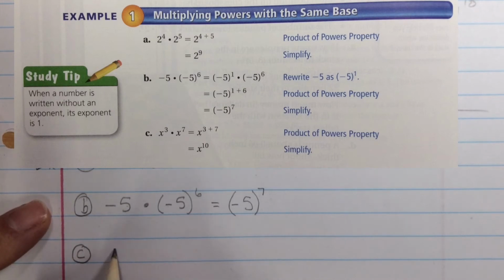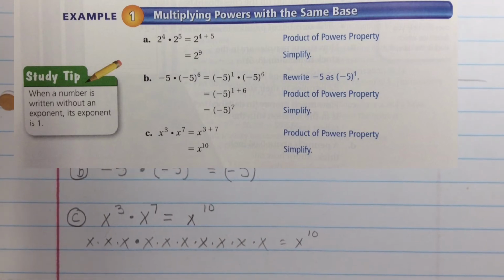Here we have x to the 3rd power times x to the 7th power. And using this same property, we know that this would actually just be x to the 10th power. Okay? Because it'd be x times x times x times x times x times x times x times x. 1, 2, 3, 4, 5, 6, 7 of them. Count them all up, and it's x to the 10th power. Okay?